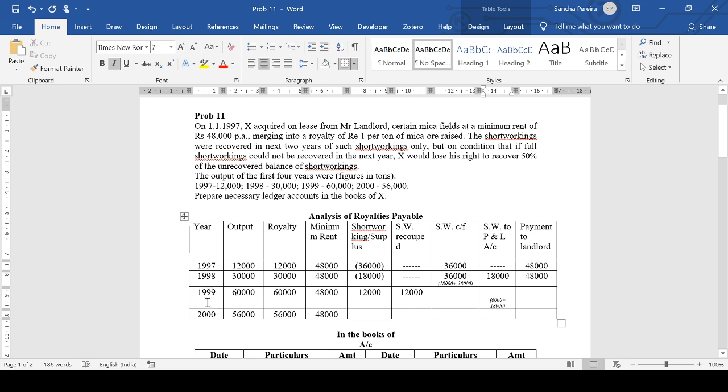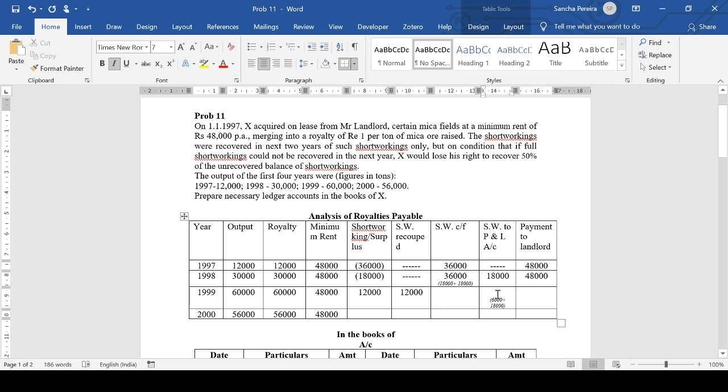For 1998, we can do the recovery in 1999 and 2000. But there is a condition: on condition that if the full short working could not be recovered in the next year. So for 1998, if the full thing cannot be recovered, again he loses the right to recover 50% of the unrecovered balance. So even though he still has the year 2000 to recover the short workings of 98, he still forgoes the right to recover 50% of the balance because he's not recovering anything of the second year short working in this year.